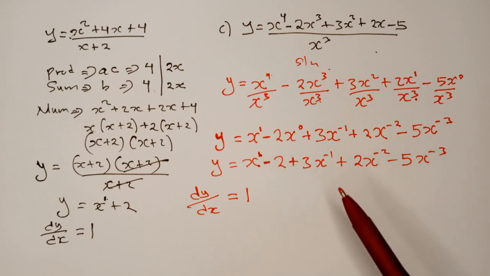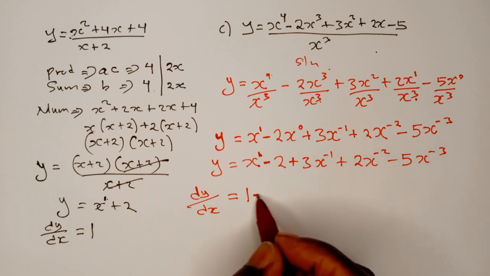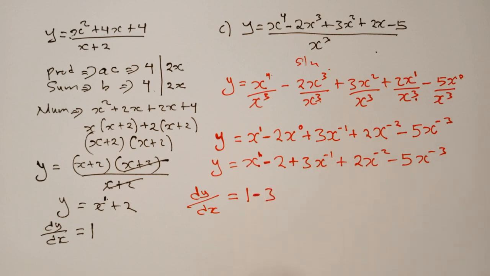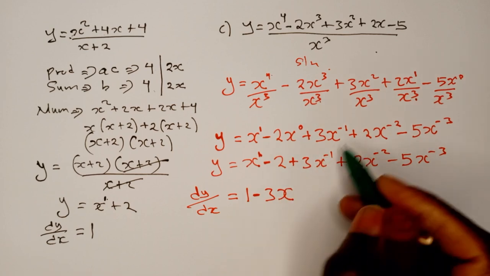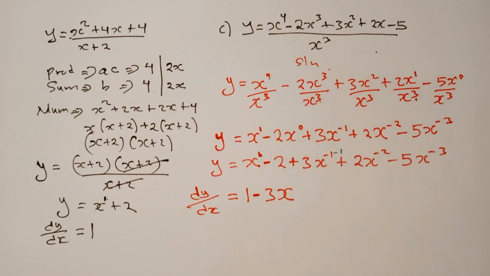So we are done with that one. You come to this one. Negative 1 times 3 will give you negative 3. Then x raised to negative 1. If you minus 1 from this power, like that one, it's going to be negative 1 minus 1, that will be negative 2.